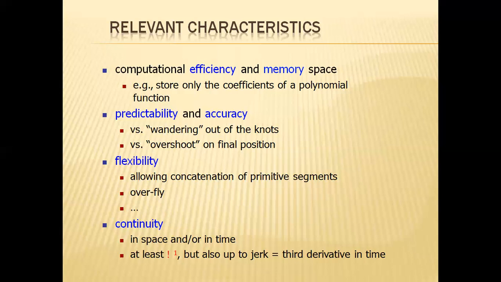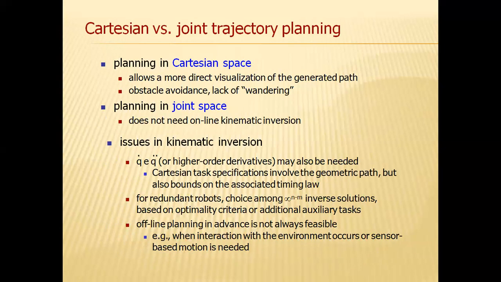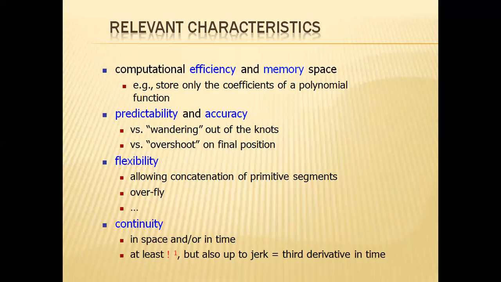Going on to flexibility, the primitive segments are allowed in the case of Cartesian system transformations, and overlay situations also accelerate in both systems. Overlay is happening in both systems. Continuity is maintained, that is, in space and or in time, actions will be performed in the Cartesian systems. In the joint system, it will get edgy motions and lead to additional time also. Third derivative in time.